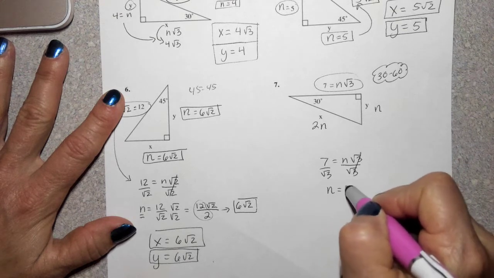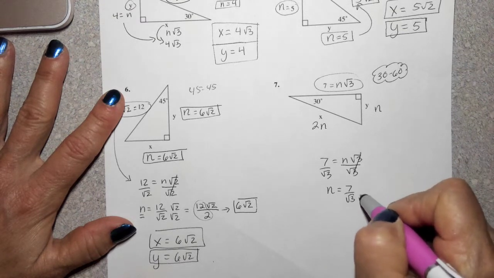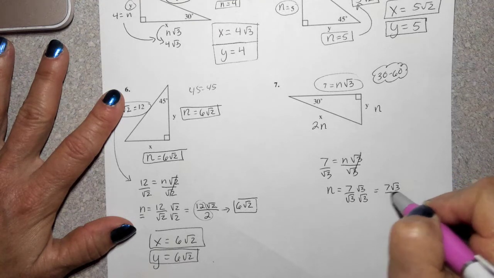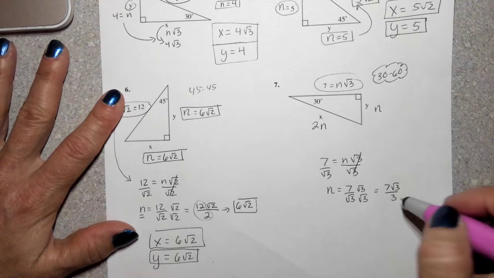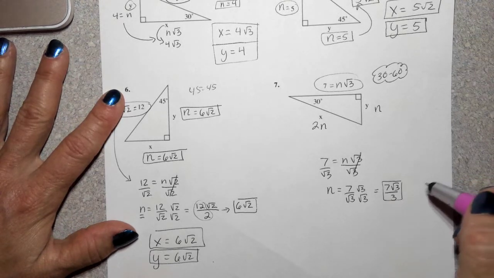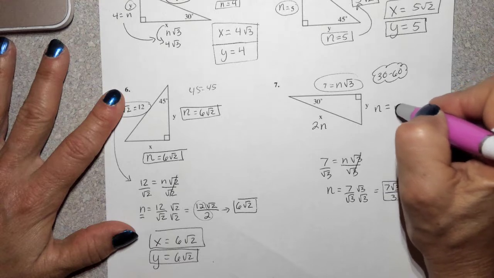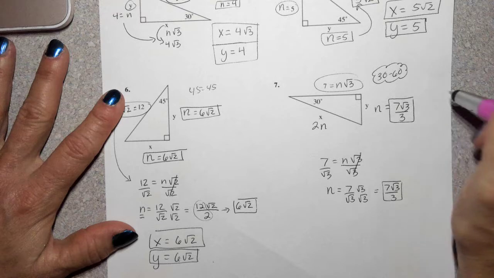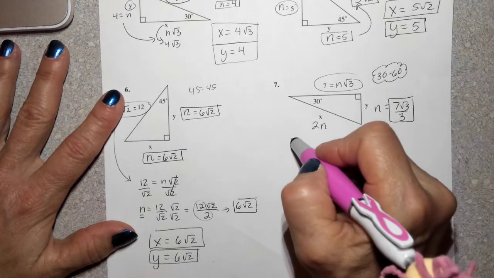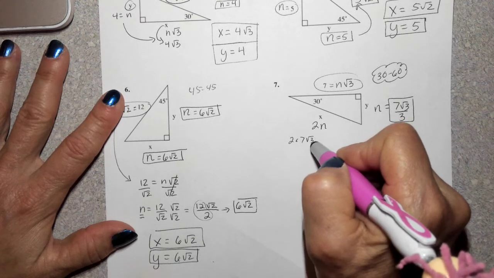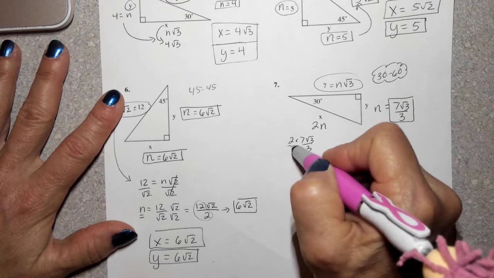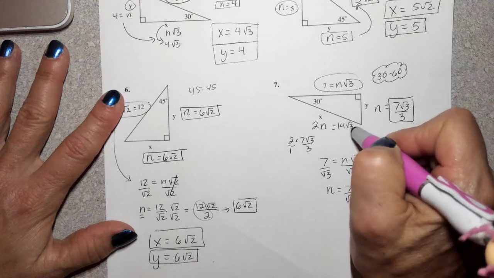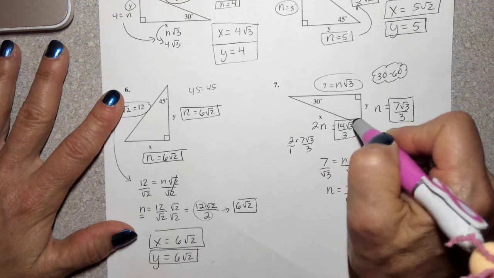So to get n alone, I'd have to divide out my root 3. So n equals 7 over root 3. I have to rationalize that, and I get 7 root 3 over 3. Yuck. But that's my n value. So when I go back up here, my n side is 7 root 3 over 3. My 2n side is going to be 2 times 7 root 3 over 3. 2 is like being over 1. So in the end, this side becomes 14 root 3 over 3.